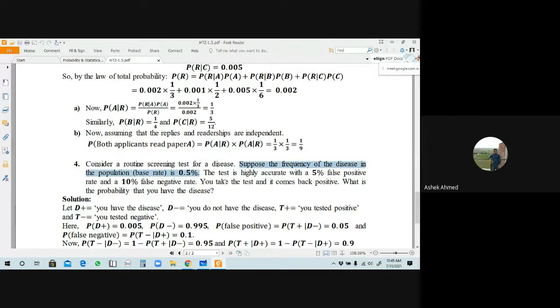Yes, sir. Okay, the next line is: the test is highly accurate, with a 5% false positive rate. Can you say what false positive means? There's a 5% chance that even if it should actually be negative, it shows positive. So false positive represents here that there is no disease. A person does not have any disease, but after testing this will be a positive test.